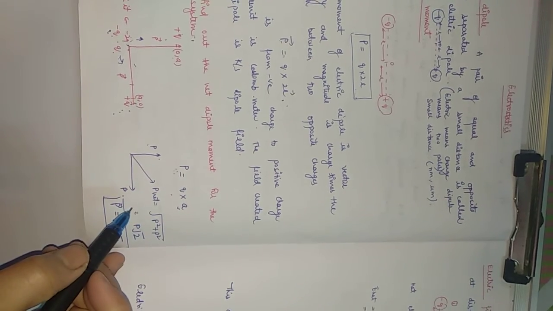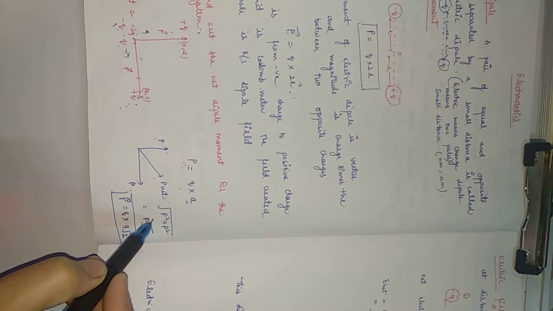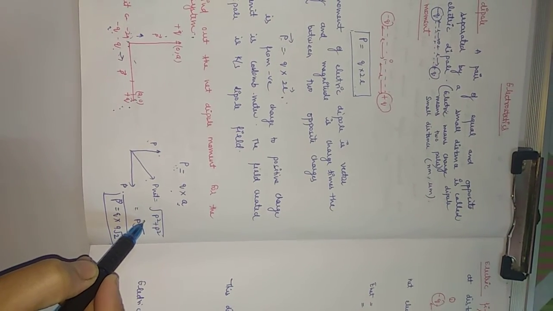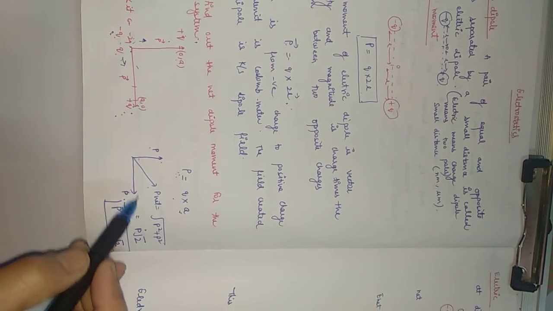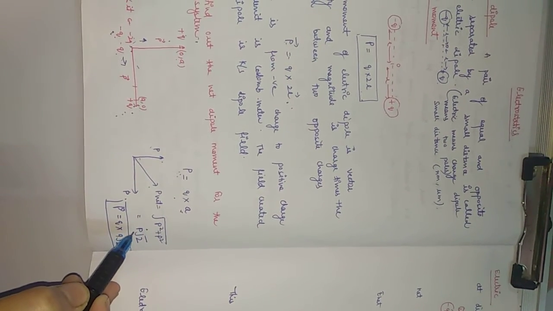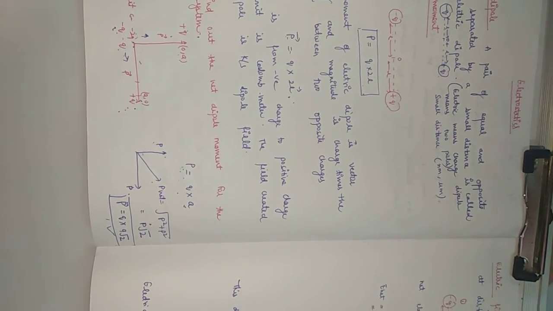Now what will be the net value? The net value is obviously in this direction, and it can be calculated with the vector formula, that is the square root of a square plus b square plus 2ab cos theta. Theta is 90 degrees over here, so the cosine term is 0, and we'll get the value p root 2. You can put the value of p and we'll get the value of the net dipole moment.